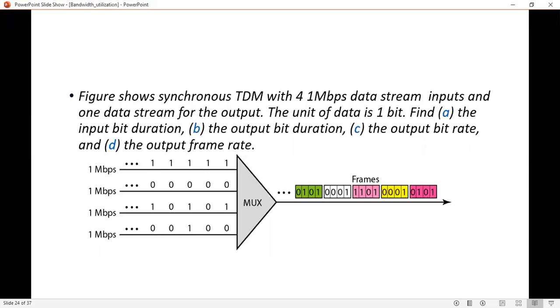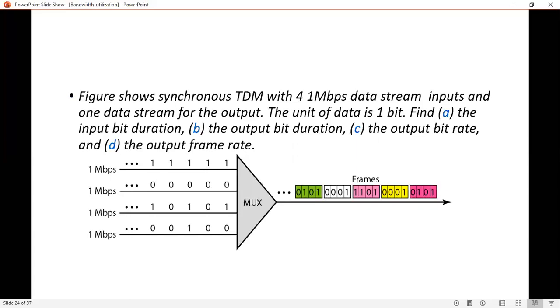Next, one more question. The figure shows synchronous time division multiplexing with four 1 mbps data stream inputs and one data stream for the output. The unit of data is 1 bit. That is, each line sends 1 mbps and the data unit is 1 bit. The first task is to find the input bit duration.